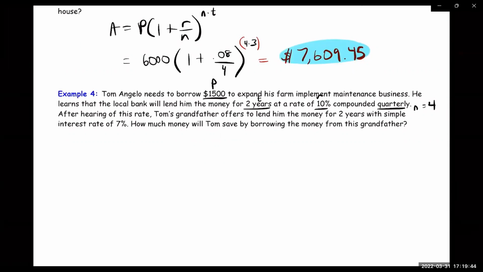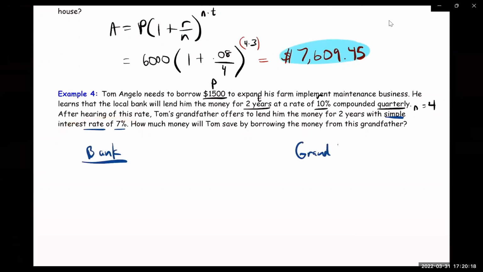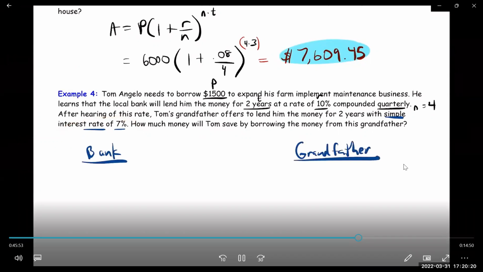All right, after hearing of this rate, Tom's grandfather offers to lend him the money for 2 years with a simple interest rate of 7%, so simple interest. So now that's a different type of interest. How much money will Tom save by borrowing the money from his grandfather? So it looks like his grandfather's gonna give him a better deal compared to the bank. So we have to do two problems, the bank and the grandfather. Let's do the bank first.